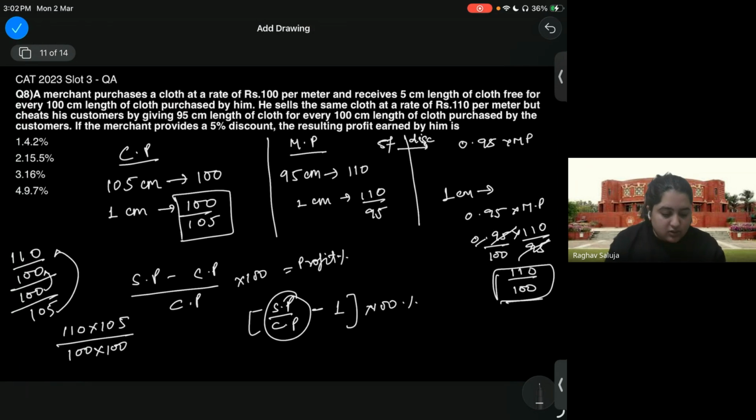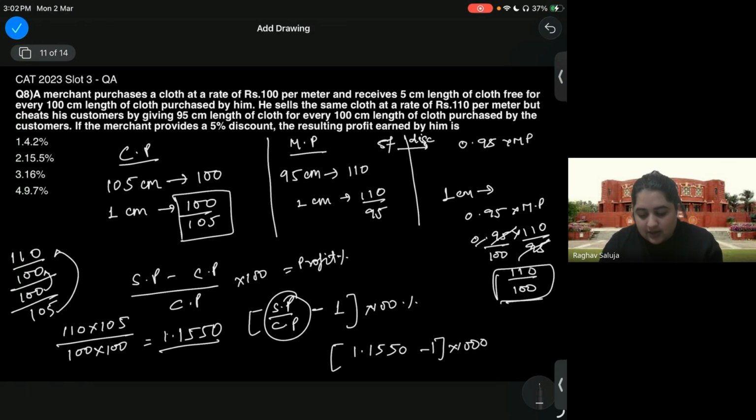Now I will say that you should use a calculator for this. It will save you a lot of time. We just have to calculate 110 into 105, which is 11550, and we will put the decimal point at 4 places, so 1.1550. This is our SP upon CP. So our profit percentage is going to be 1.155 minus 1, into 100 percent, that is nothing but 15.5 percent, and that is your answer.